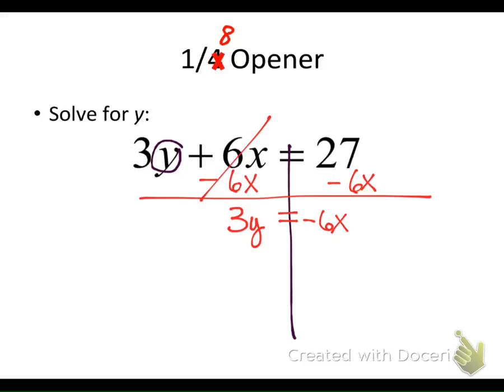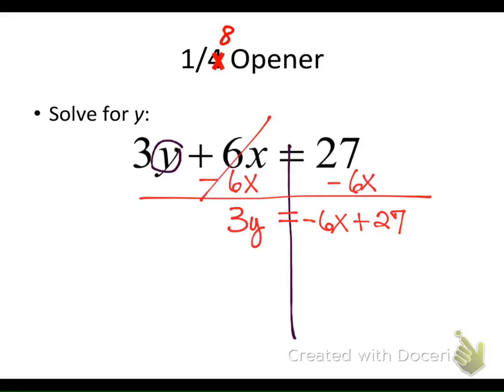So then I need to bring down that 27 as well. So what do I put in front of that 27? A plus. Yeah. So we have 3y equals negative 6x plus 27. Now, my y is still not by itself. So what number do I need to get rid of next? The 3. How do I get rid of the 3?